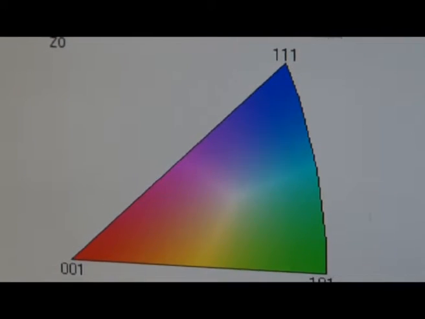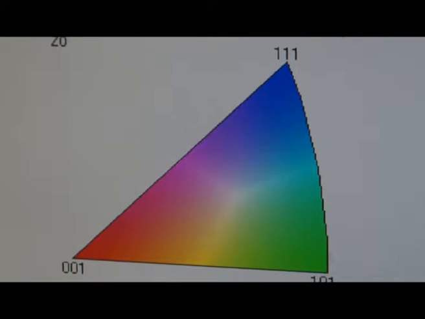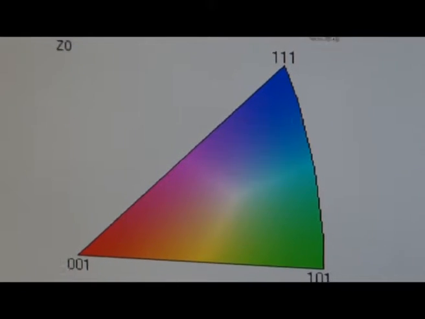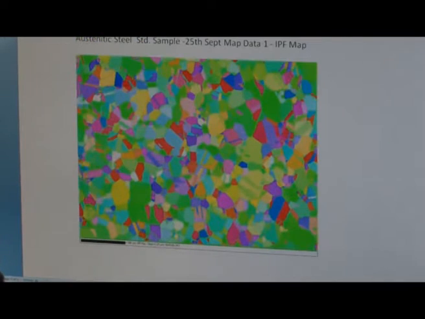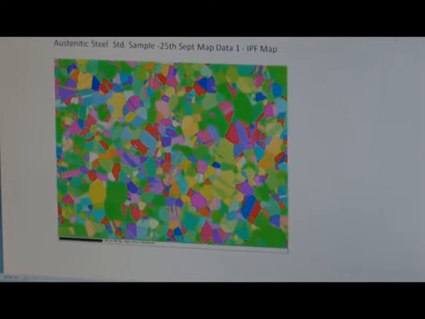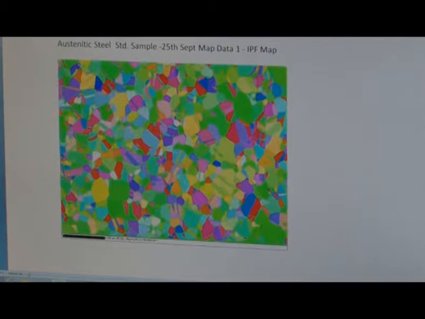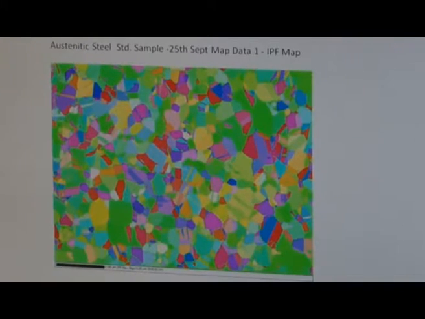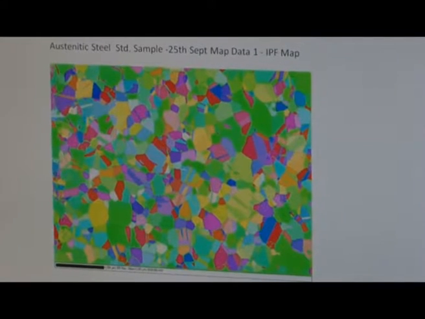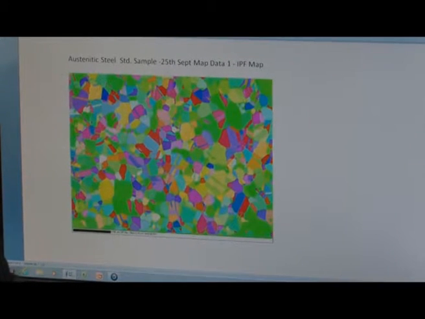As you see, 001 is depicted in red color, 101 is depicted in green, and 111 is depicted in blue. Therefore any grain which looks red is basically close to 001 orientation. Whether it is one grain like this one or this one, it can be inferred that they are oriented along 011 or 101 orientations. On the other hand, there are grains like this which are blue, and they are oriented along 111.